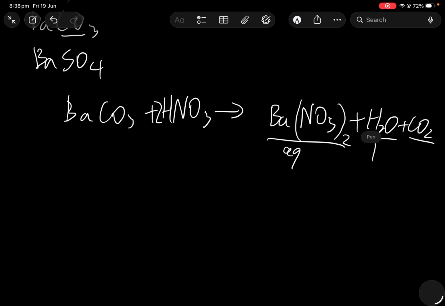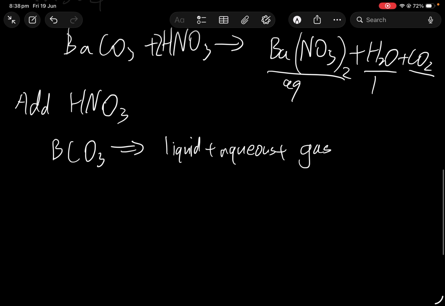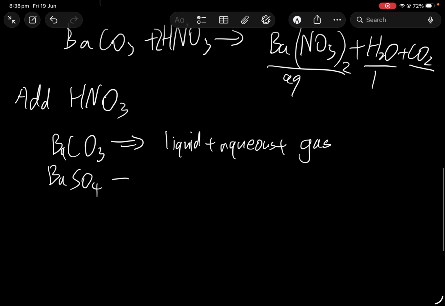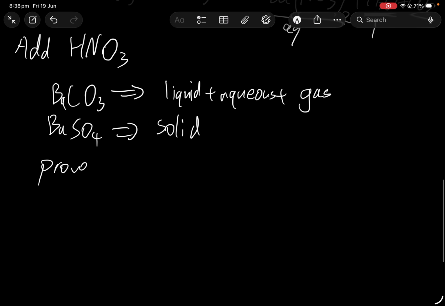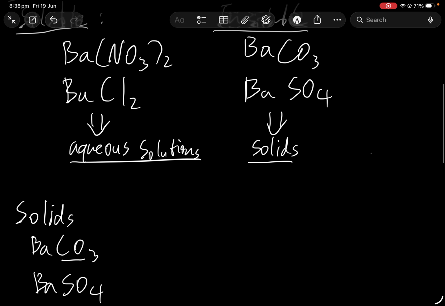So add nitric acid, and then barium carbonate will become aqueous plus gas, while barium sulfate will be solid. Proven both. Okay, now we go back to the aqueous solutions.